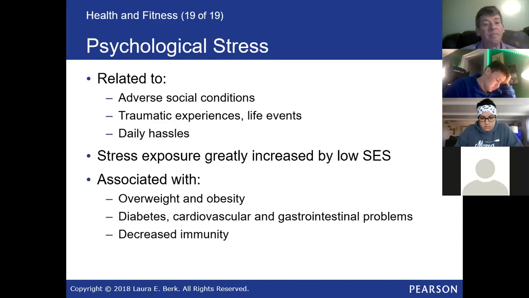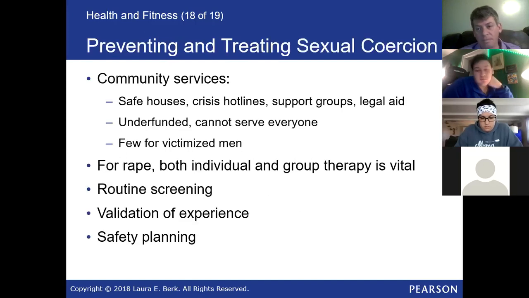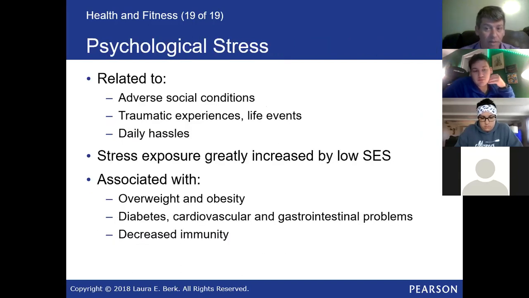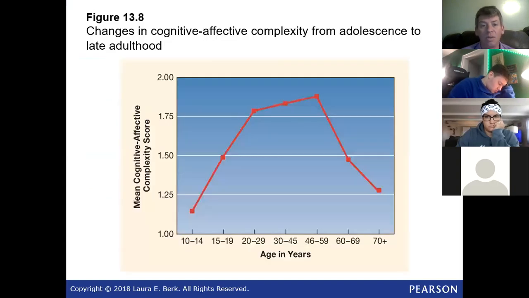Psychological stress. Okay, now we're off of the sexual coercion and rape. Now, also in early adulthood, we experience psychological stress. And this is related to adverse social conditions, traumatic experiences, or traumatic life events. People die, people move, that kind of thing. And just regular daily hassles. Stress exposure is greatly increased by low socioeconomic status. Psychological stress is also associated with being overweight and obese, diabetes, cardiovascular, gastrointestinal problems, and decreased immunity.